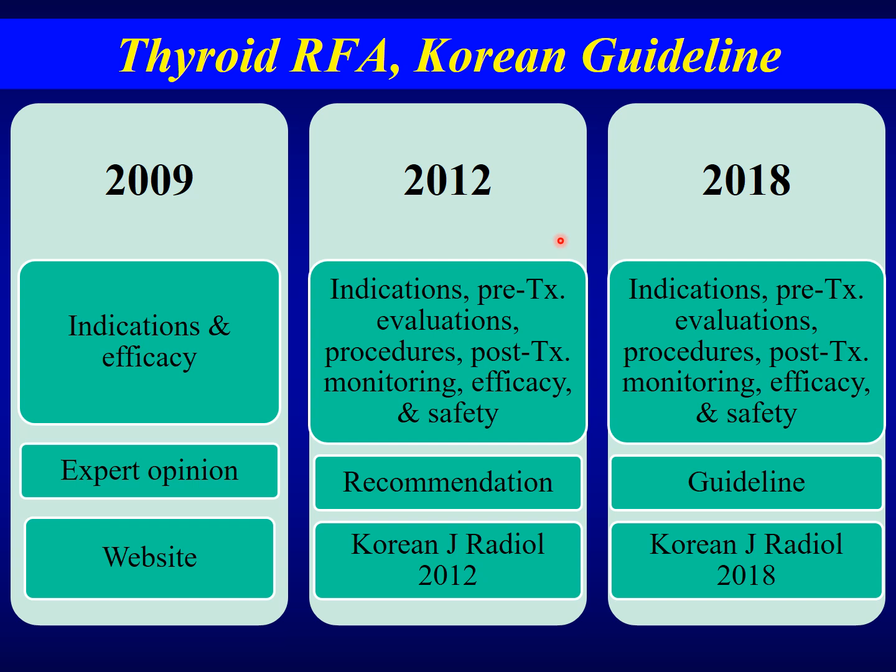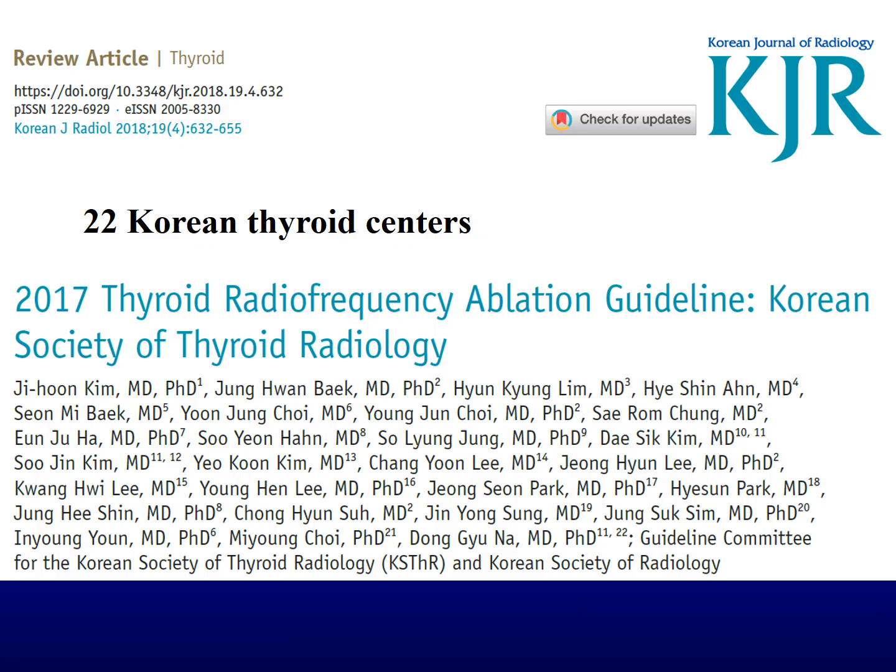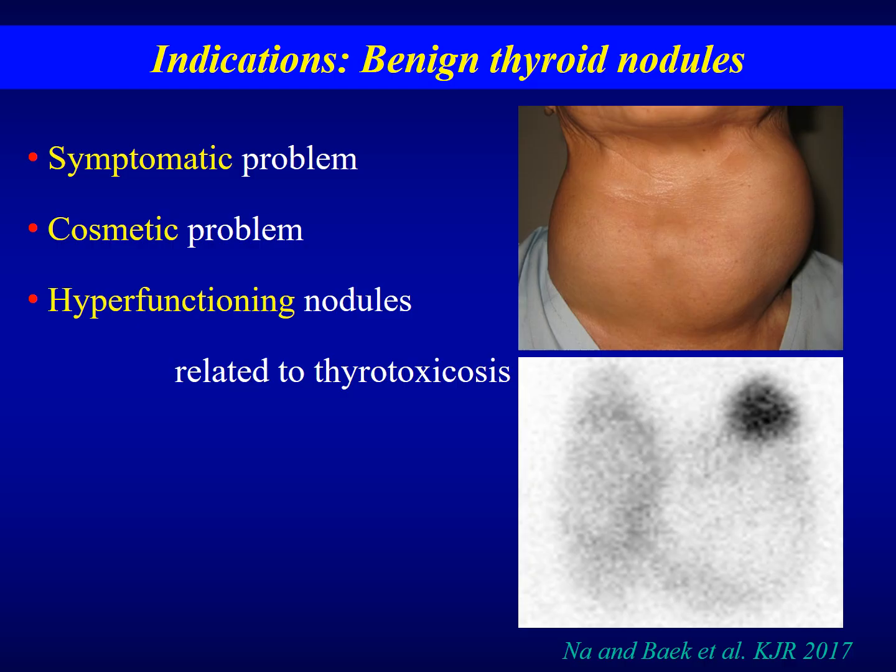The Korean Society published our guideline 3 times: 2009, 2012, and 2018. Here is our 2017 thyroid RFA guideline. The guideline suggests 2 indications for benign thyroid nodules: patients with symptomatic or cosmetic problems and patients with toxic thyroid nodules.